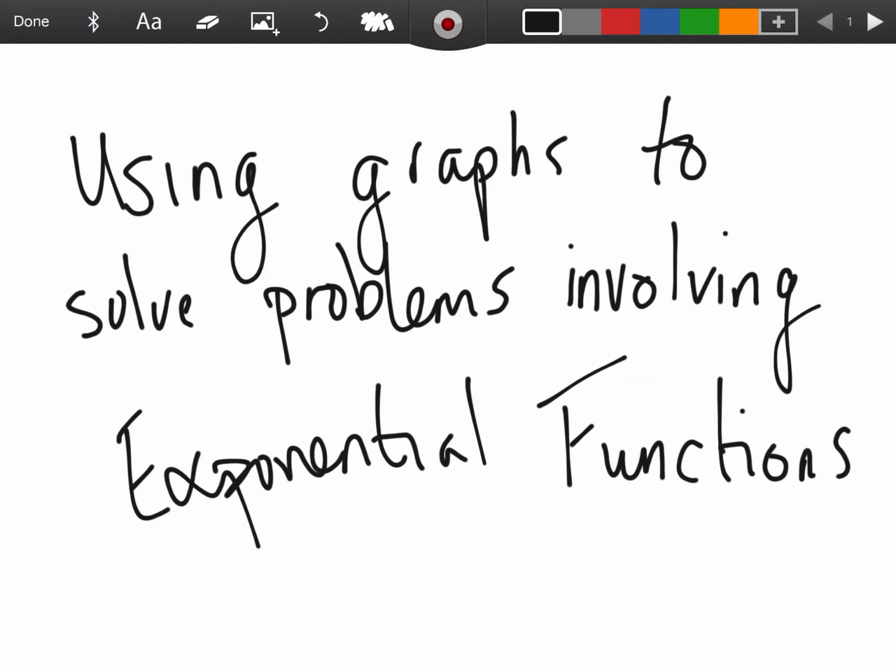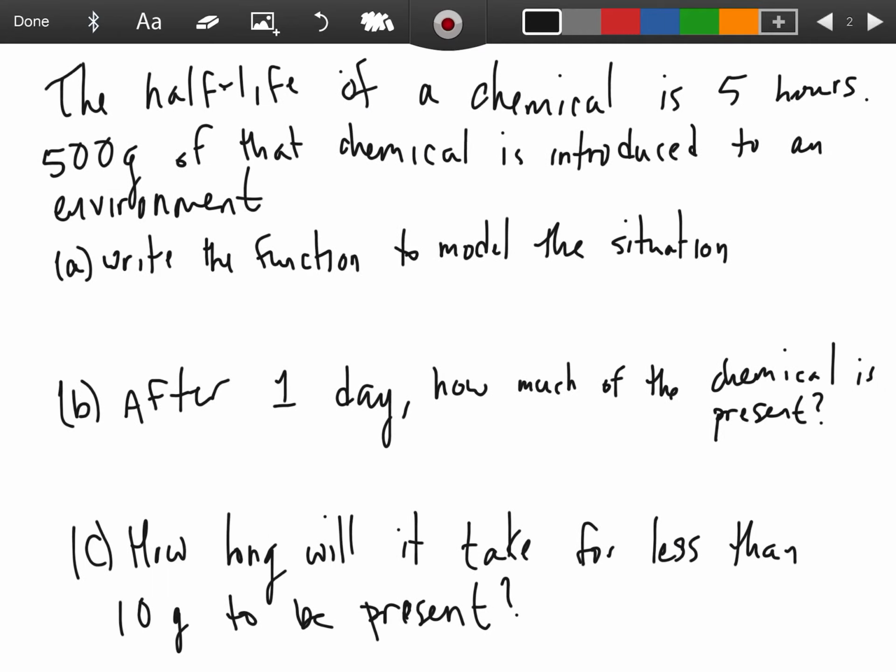Alright guys, welcome. In this video, we're going to be talking about using graphs to help us solve some problems involving exponential functions. So here we're just going to do one quick example, and we already know how to do two parts of this problem. It's the third part that we're not really equipped, or we might be, but maybe we're not equipped with the algebra skills to solve this third part yet, part C.